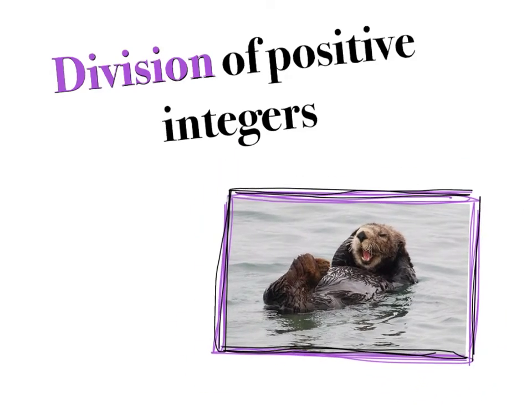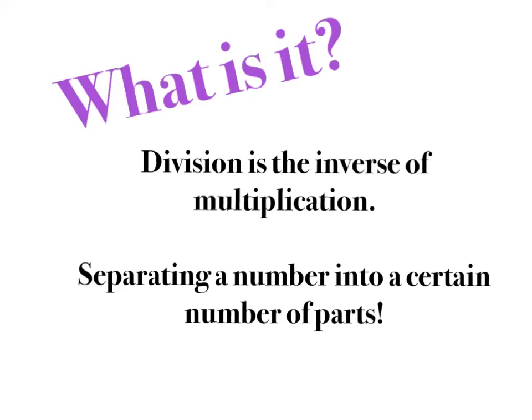The first thing I need you to do is to write a heading in your theory book, division of positive integers. That is your heading. Underneath it, you'll be writing some theory exactly as we do on the board. So let's get started. I need you to write this into your theory books.